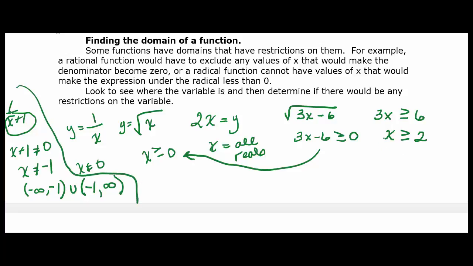Over here, if I were to put this in interval notation, I would have x is greater than or equal to 2, so I start at 2 with a bracket because I can include it, and it goes to infinity.